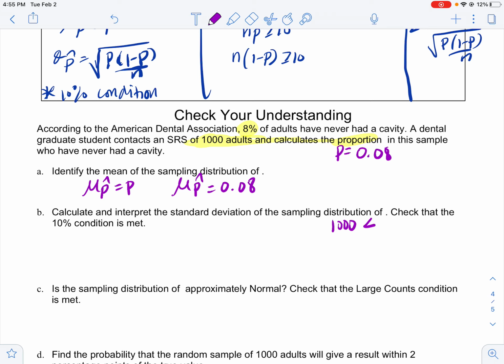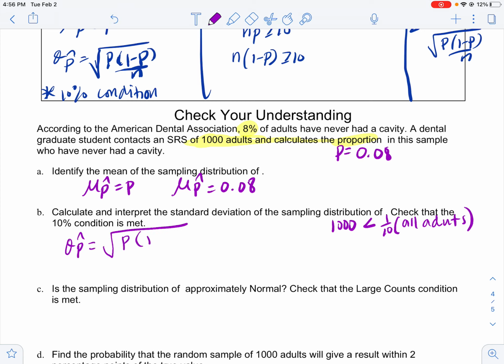Is 1,000 less than 10% of all adults in America? Because it says American Dental Association, that means we're just talking about America here. So 1,000 is obviously less than 10% of all the American adults. So we're good. We can use our standard deviation formula.